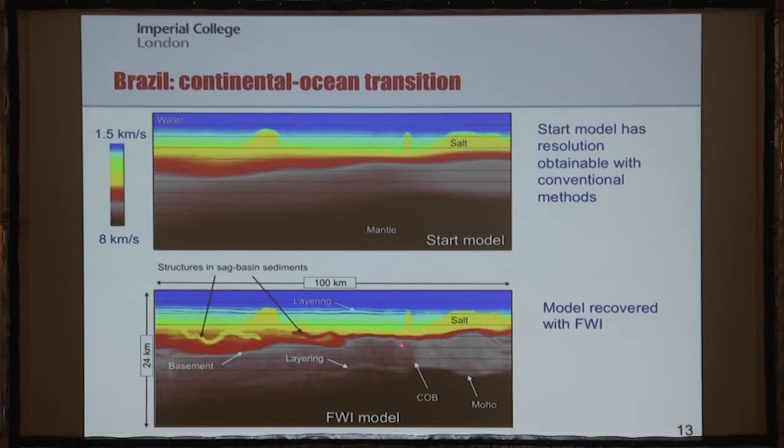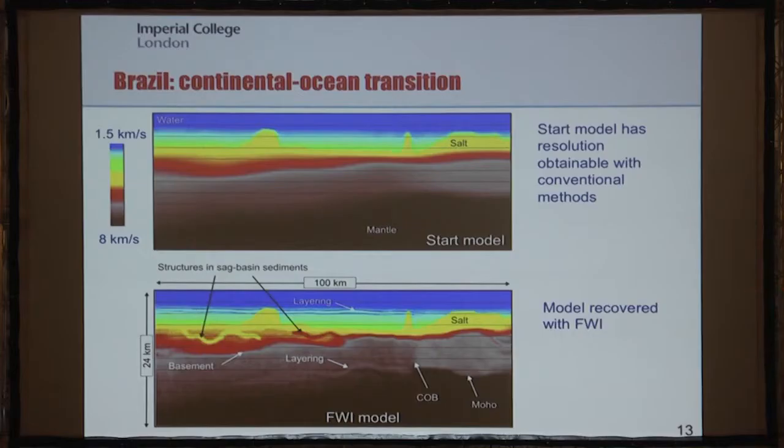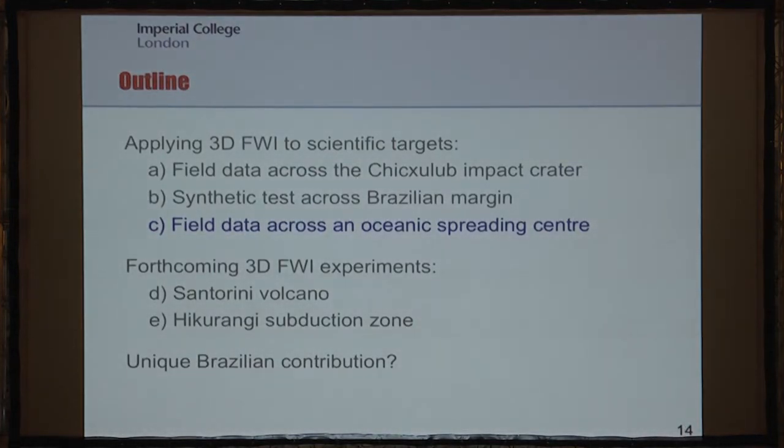We can see this margin here. We can see this deep sedimentary structure below the salt. We can see the layering in the lower crust. We can see the moho, and so on. So if we shoot a reasonably well-constructed, large-scale seismic experiment across the Brazilian margin with long offsets, with offsets up to 100 kilometers, into ocean bottom nodes, then basically we would be able to recover the deep structure in that section. So the next one I was going to look at was field data across an oceanic spreading center. So this is not a synthetic study.